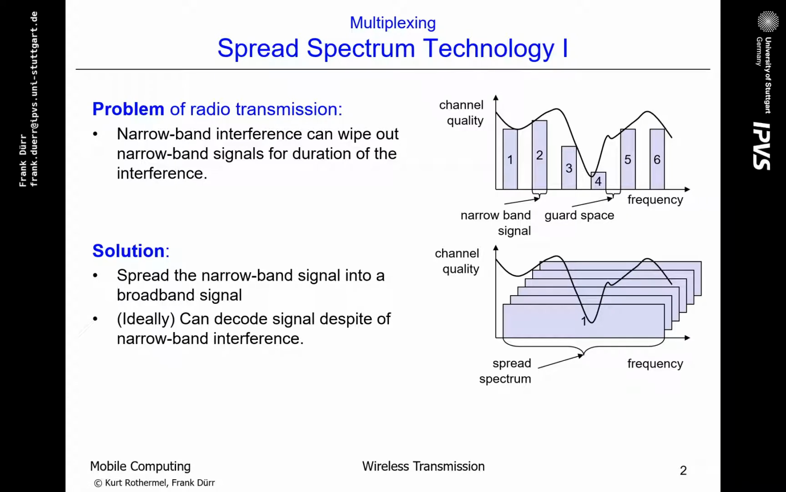Now we have multiple senders, so we somehow need to multiplex these multiple senders onto the 60 megahertz of available bandwidth. For this we need multiplexing techniques, and one multiplexing technique that we've already seen is frequency division multiplexing. With frequency division multiplexing, we could split up the 60 megahertz of bandwidth into subchannels, where each subchannel only has maybe 10 megahertz of bandwidth. So we have now 6 channels, and every channel has 10 megahertz of bandwidth.